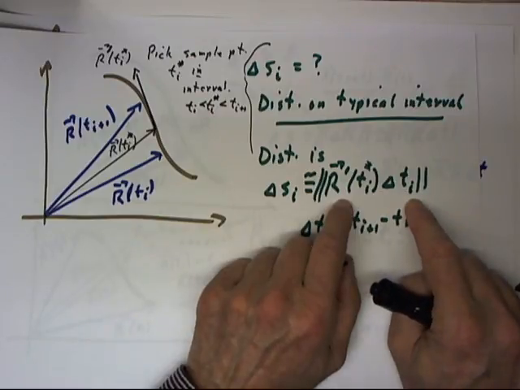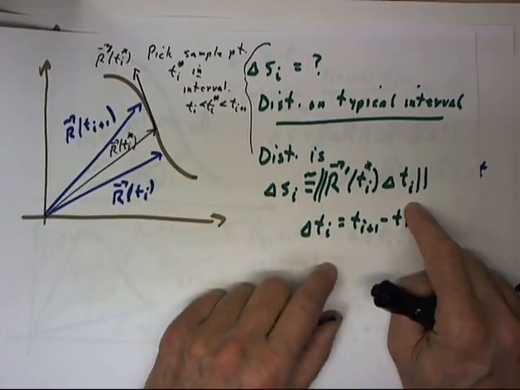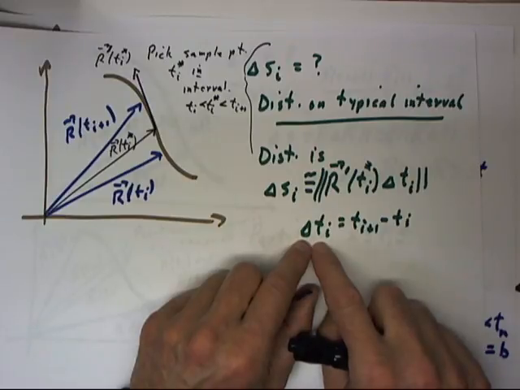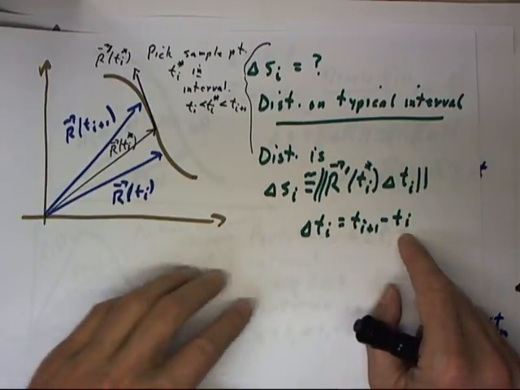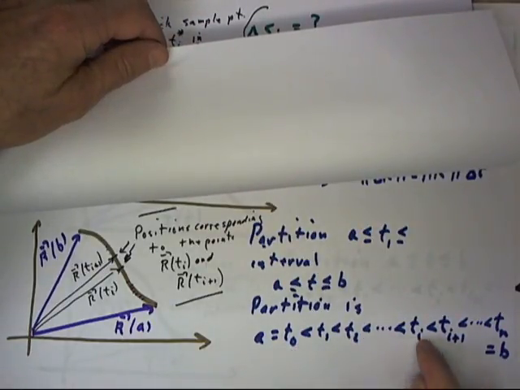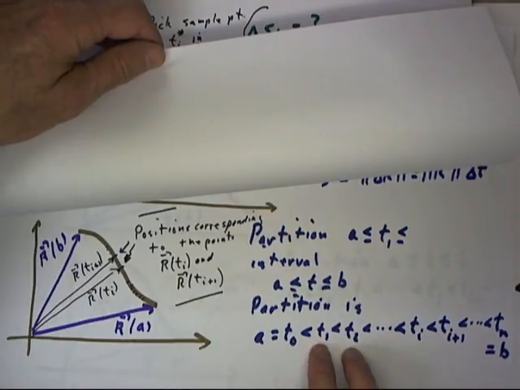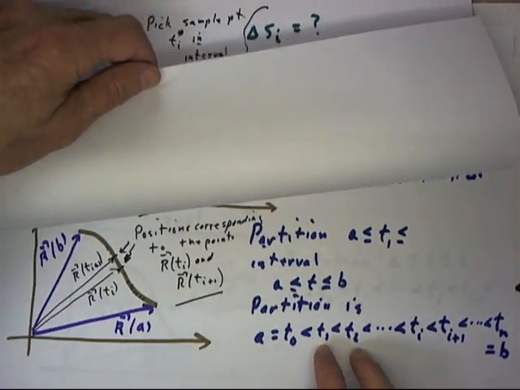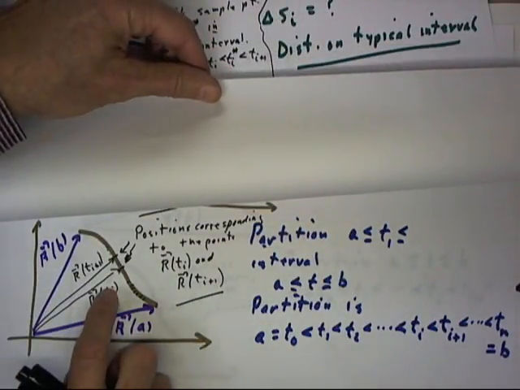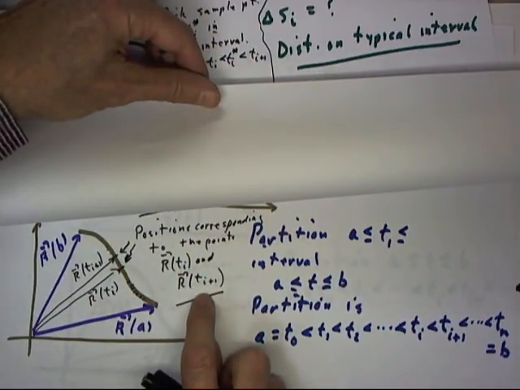Now, what do we mean by delta t sub i here? That's the time interval corresponding to this change in position here, to this segment of the curve, and delta t sub i is just t sub i plus 1 minus t sub i. We go back to our partition. We're partitioning into typical intervals, and the delta t on any interval will be the change in the t from the beginning to the end of that interval. Now, looking back at what we have here, our positions correspond to the points r of t sub i and r of t sub i plus 1.